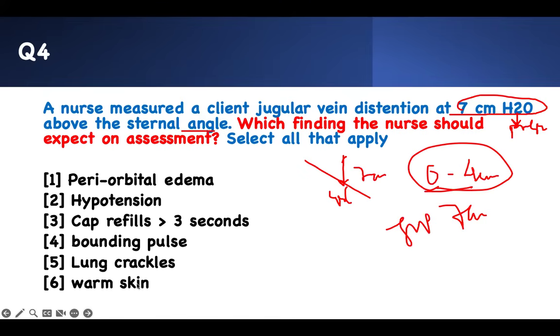Watch which of these conditions indicate fluid overload. Periorbital edema. If you're fluid overloaded, you're going to be hypertensive. If you're fluid overloaded, your capillary refill will be less than 3 seconds. Your pulse should be bounding. You should have lung crackles, and your skin should be warm. This is another way of asking the question about fluid overload. So watch for it, okay?